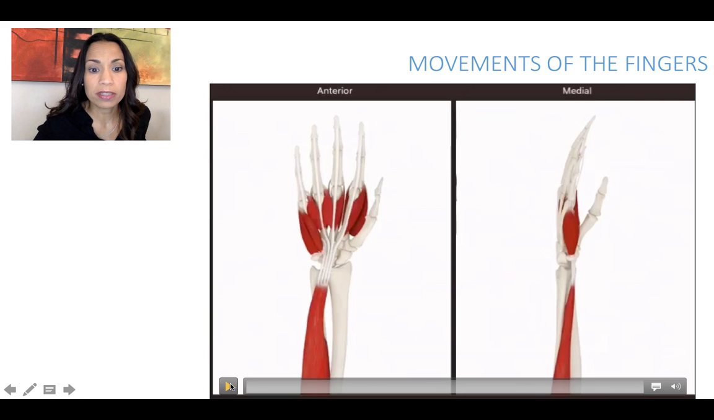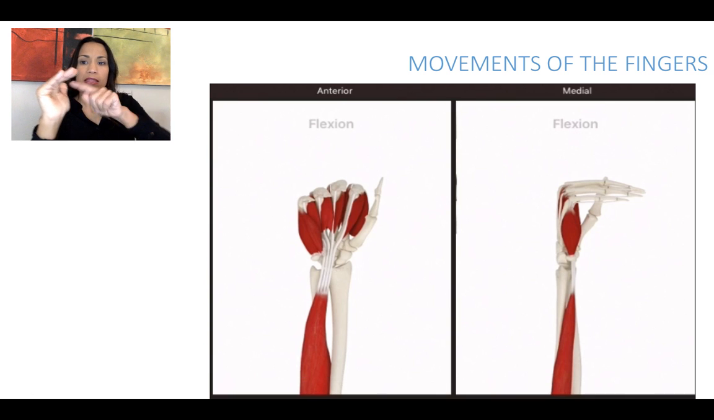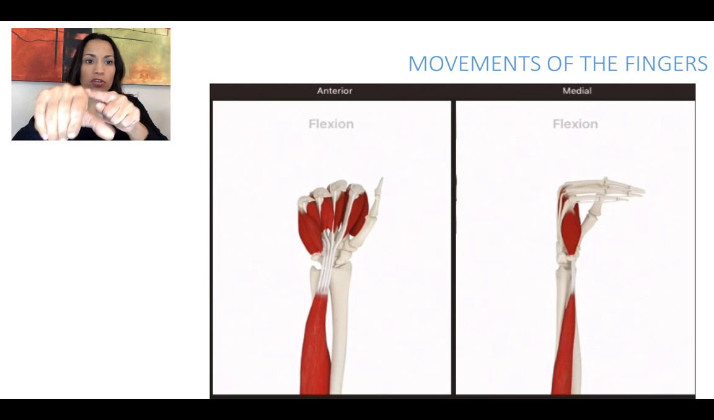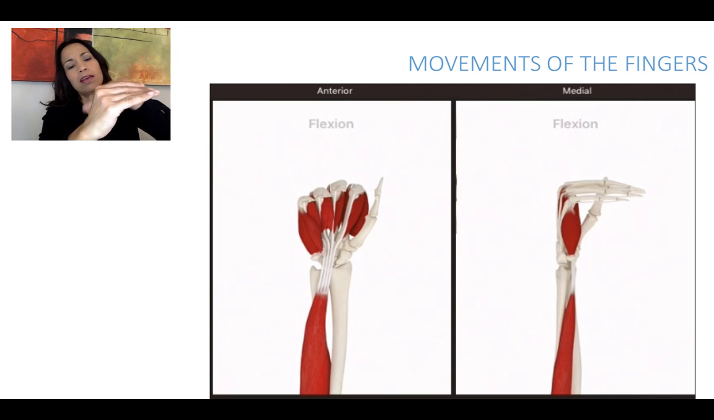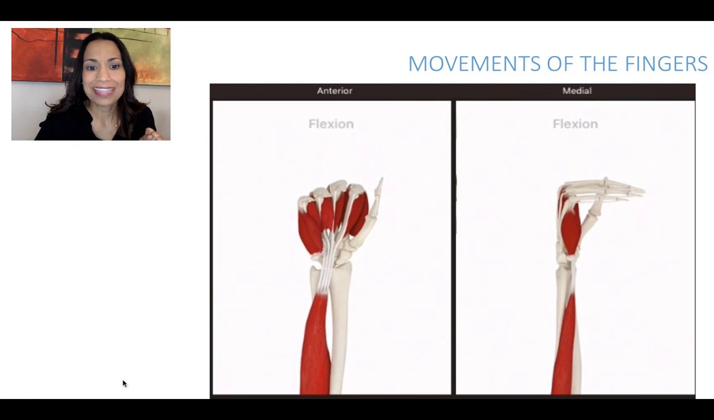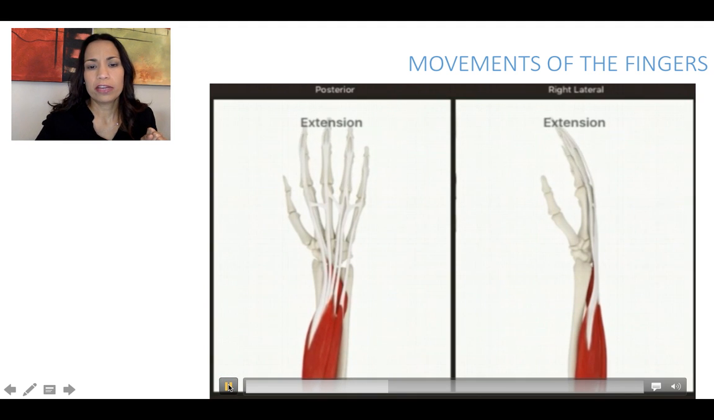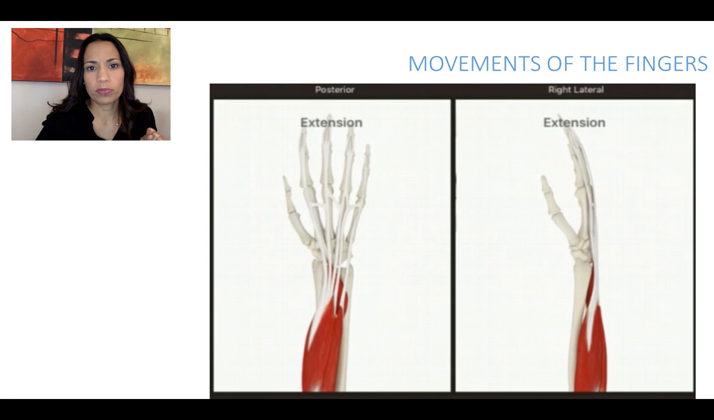We're going to see the movements of the fingers. Okay, so look at the flexion of the fingers. Now, in here, they're flexing only the knuckles, right? The metacarpophalangeal joint, okay? But you can flex also your fingers at the proximal and distal interphalangeal joints. Same thing with extension, okay? So flexion, and here is extension going back to anatomical position.